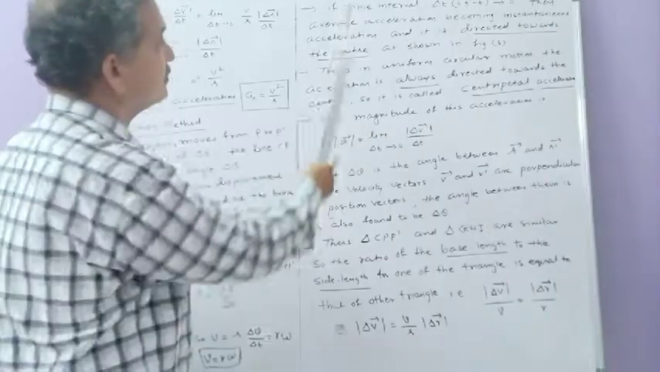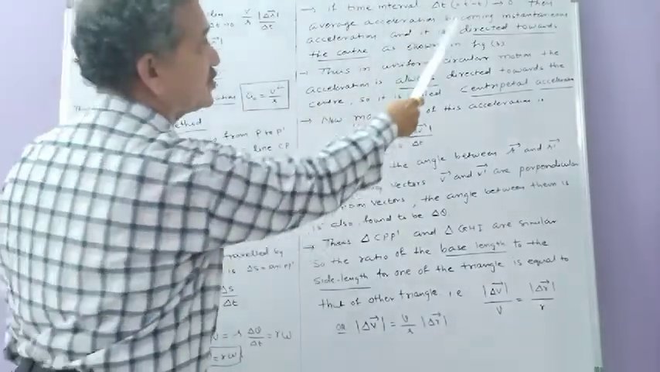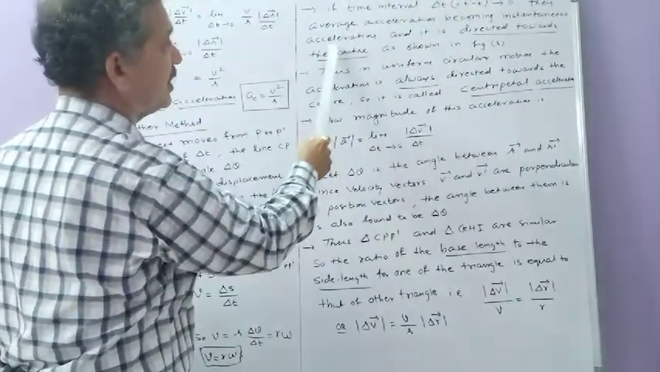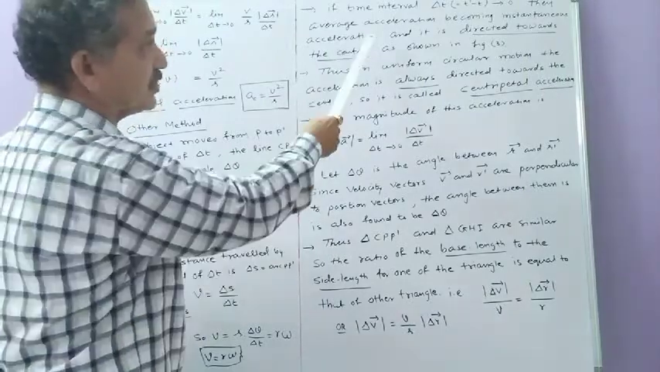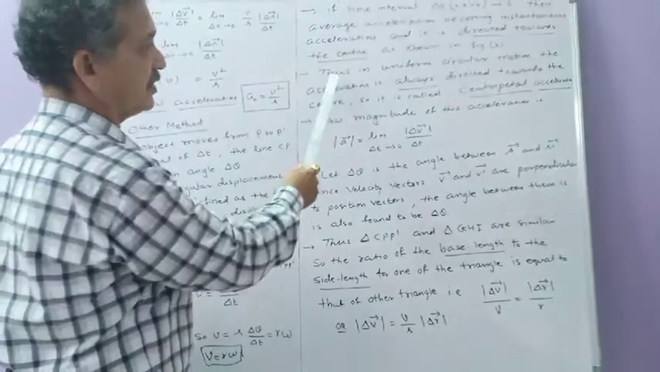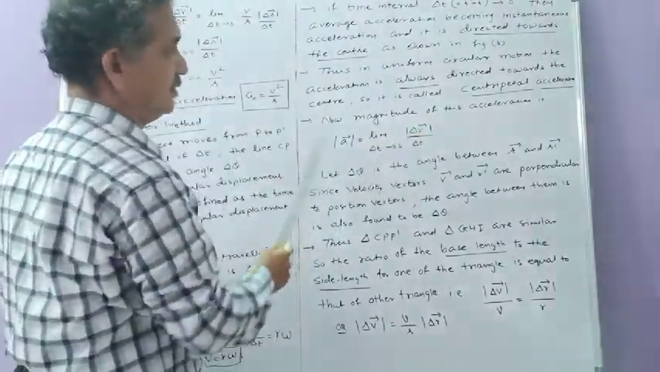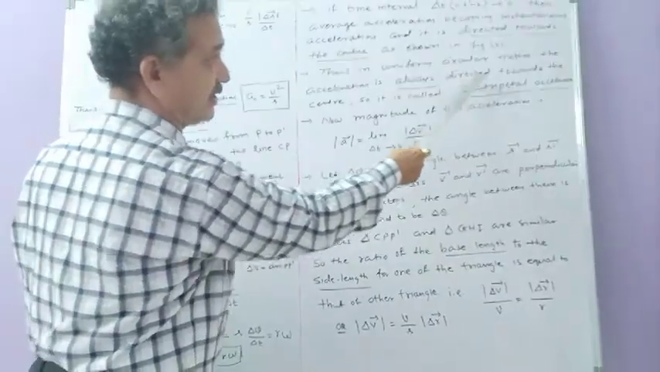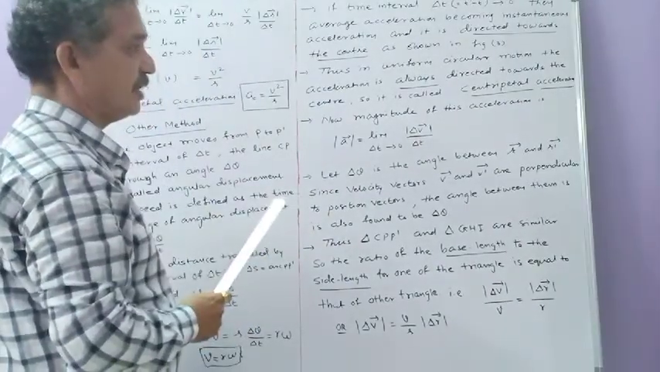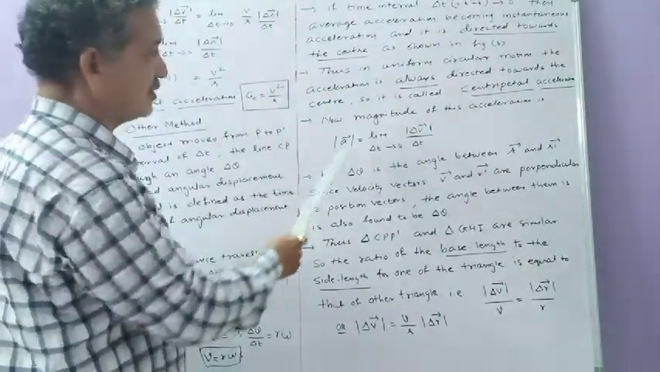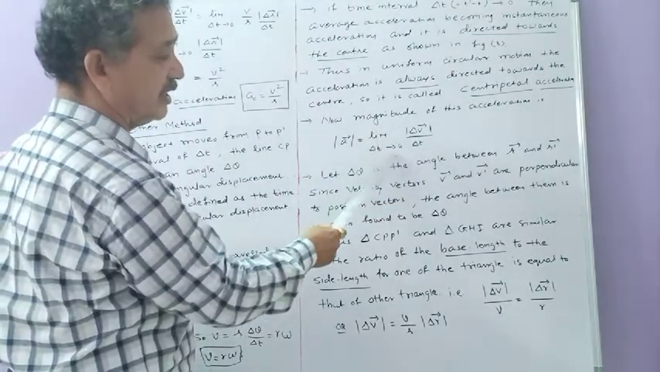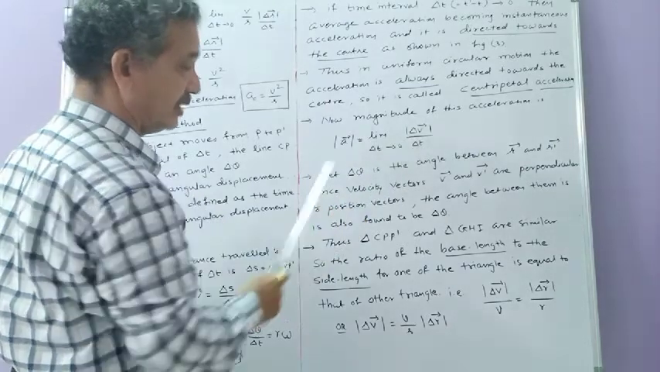As I said earlier, if the time interval delta t, that is t dash minus t, tends to 0, then average acceleration according to definition becomes instantaneous acceleration, and this instantaneous acceleration is directed towards the center as shown in figure 3. Thus, in uniform circular motion, the acceleration is always directed towards the center, so it is called centripetal acceleration. And now we find the magnitude of the centripetal acceleration. The magnitude of the centripetal acceleration is modulus of vector A equals limit delta t tends to 0 of modulus of vector delta v upon delta t.